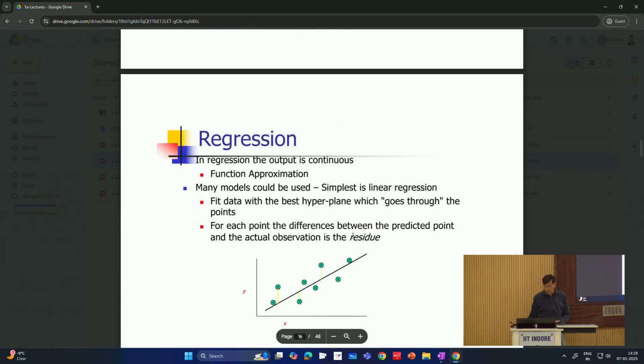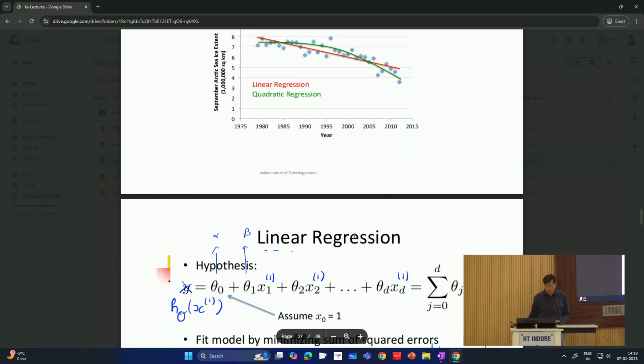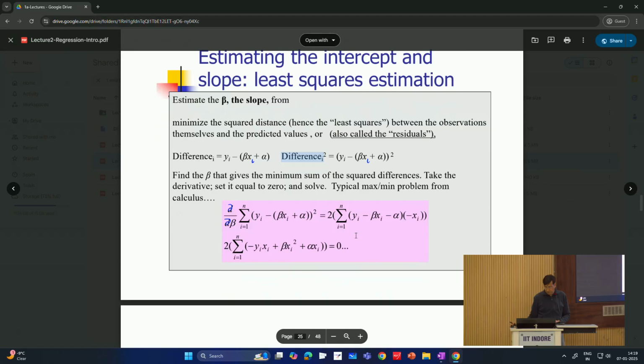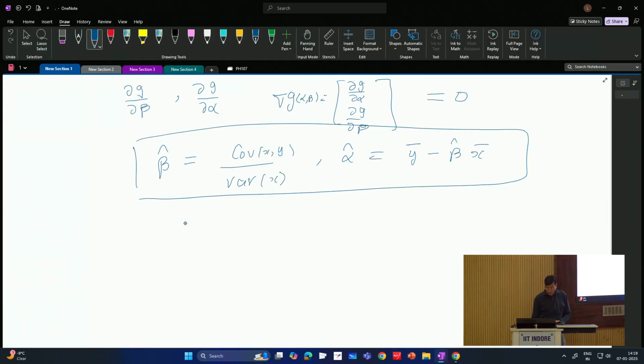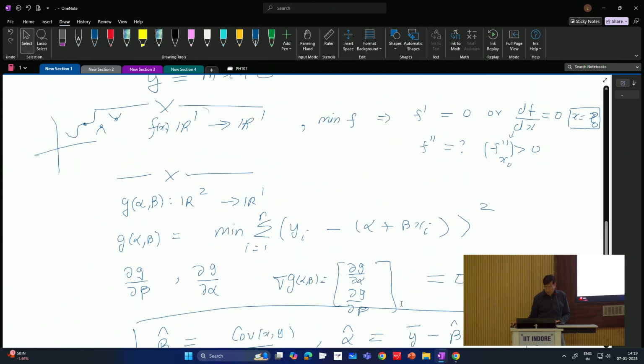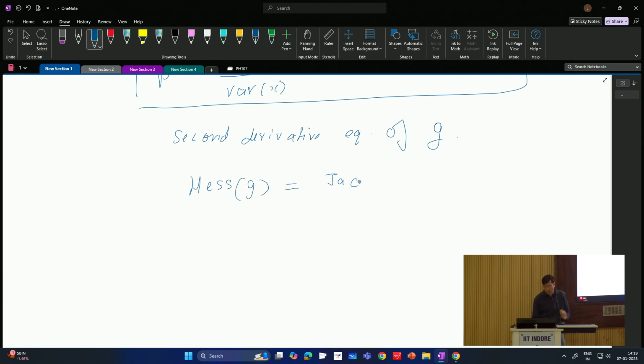So what we did was, we found the candidates for minimizer for a one-dimensional regression problem, which is this. So what I just said is, in this case, you will compute the second derivative equivalent of f double prime, the second derivative equivalent of g, which we'll call the Hessian of g. The Hessian of g, for those who will go in, is called the Jacobian of the gradient of g.